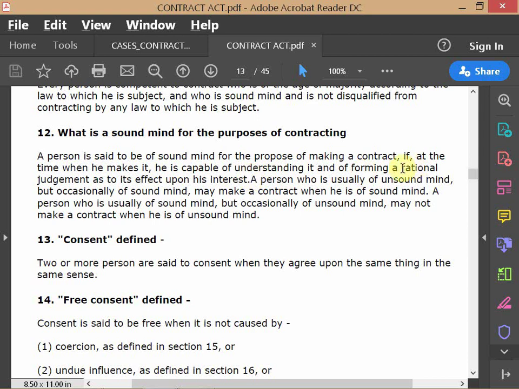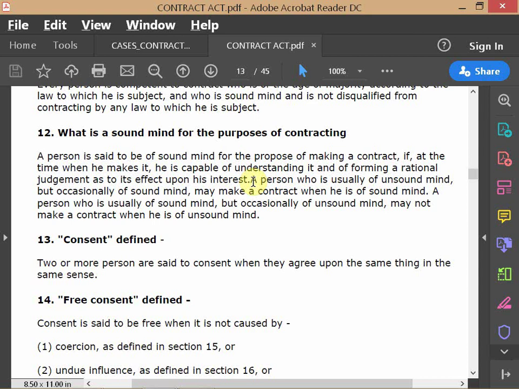This is important. This is typical legal language. You should be able to form a rational judgment as to its effect upon his interest. Here, interest is not principal plus interest in your fixed deposit. This is interest as in it affects my interest, against my self-interest, that kind of interest. This is what it means.